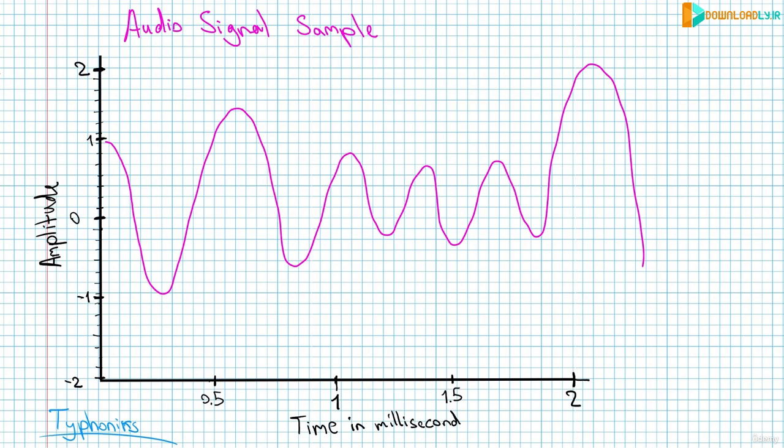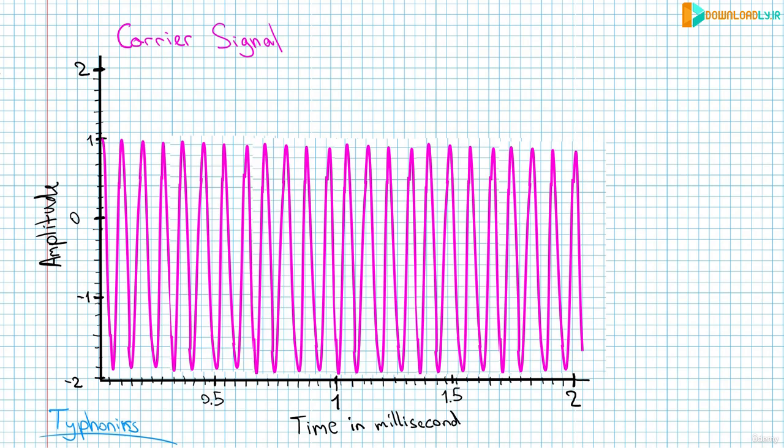So we have two signals. The sound we want to send, which is the audio signal, and the wave that carries it, which is the carrier signal. But these two waves are separate right now. How do we combine them so the carrier wave can deliver the audio signal to radios?